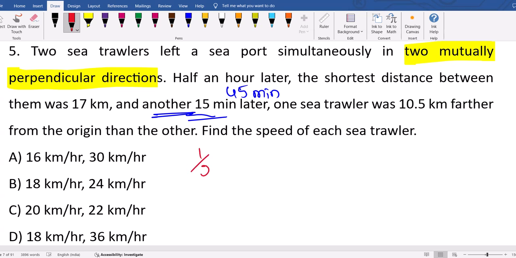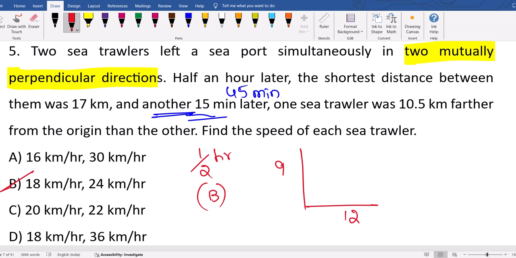If it is half an hour, one person travels 9 kilometers. The other, as per option B, I am talking, the other person travels 12 kilometers. Do you understand that 9 and 12? Why that 9 and 12? I am talking about option B now. I am trying option B.